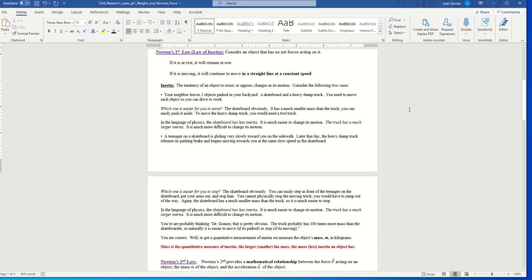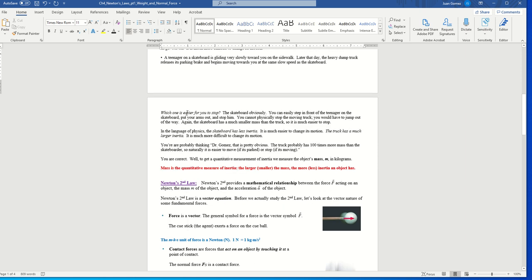Let's consider the second case. Suppose you have a teenager on a skateboard. He's on his headphones, he's on his iPad, he's maybe not paying attention, and he's gliding very slowly toward you on the sidewalk. Not going very fast, but he's not paying attention. Later that same day, maybe it's just not your day, the heavy dump truck somehow has its parking brake released, and it starts moving towards you at the same slow speed as the skateboarder.